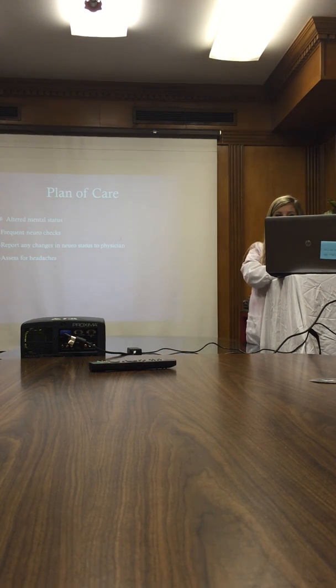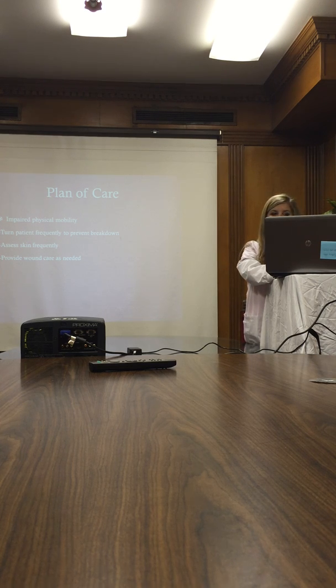Another important nursing diagnosis would be altered mental status. Some interventions for that: we would want to do frequent neuro checks on the patient, report any changes in neurostatus to the physician, and assess for headaches, because headaches can be a warning sign for an altered mental status change. Another nursing diagnosis would be impaired physical mobility. Interventions for that would be to turn your patient frequently to prevent breakdown, assess the skin for any type of breakdown or wounds, and if they already have wounds, provide wound care as needed.